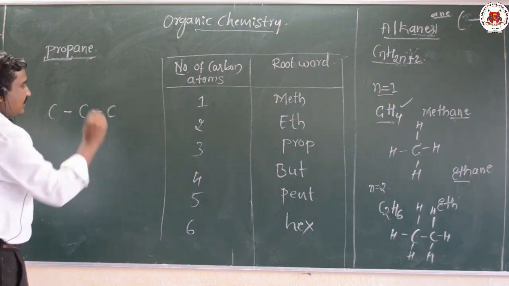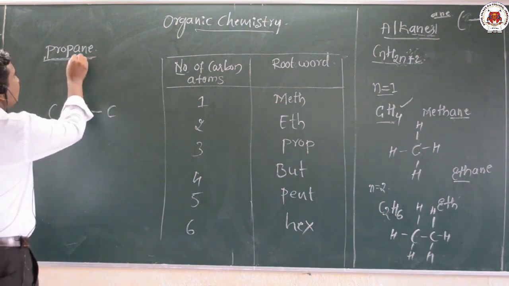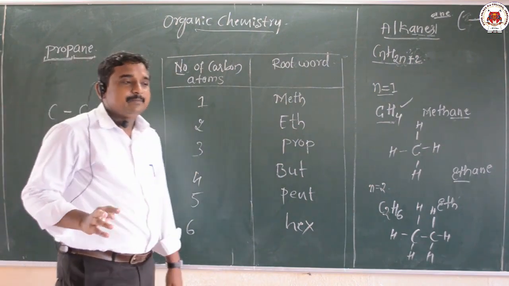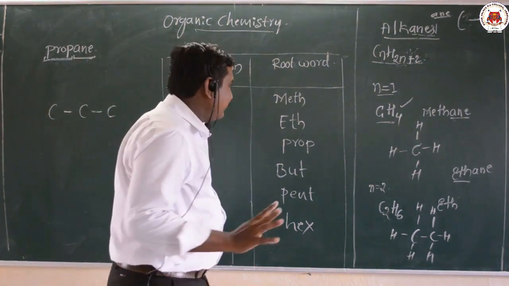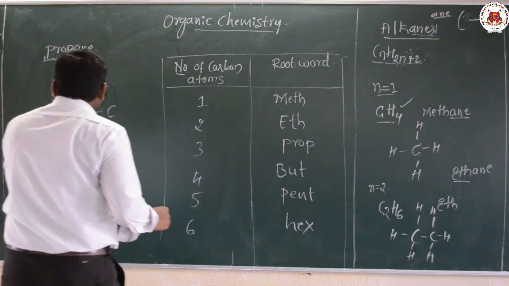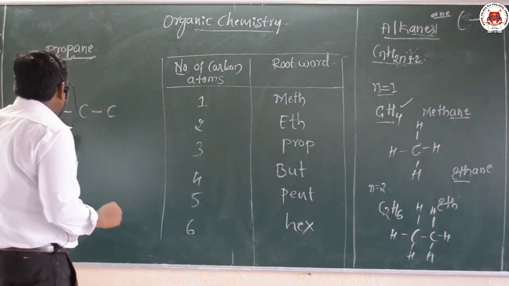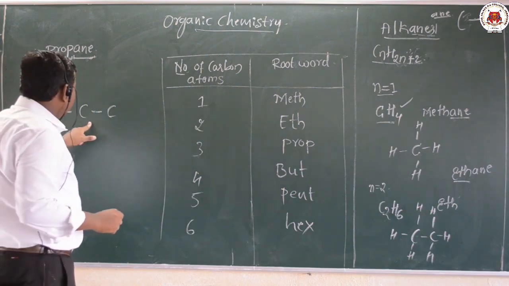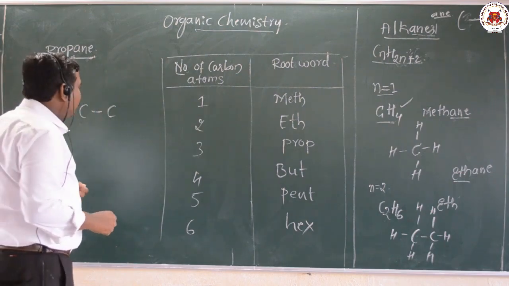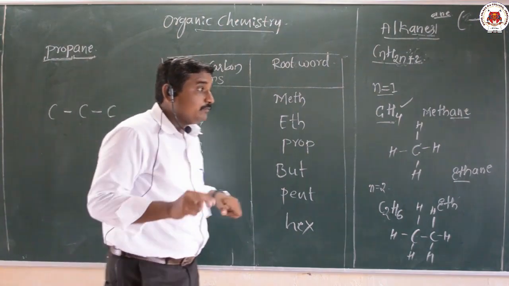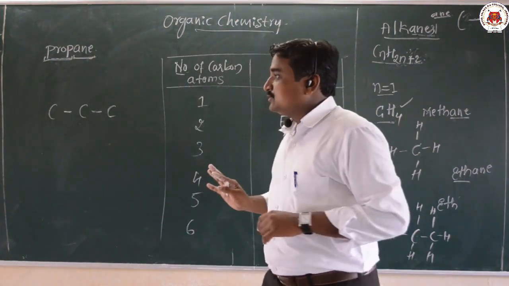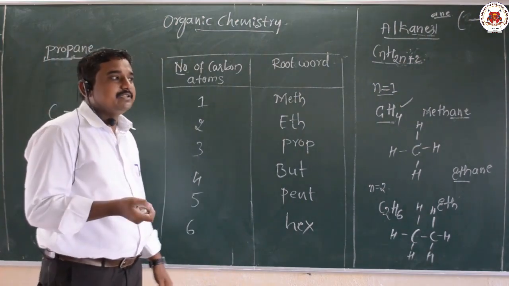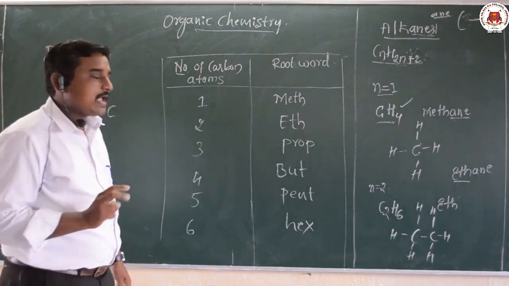So 3 carbon atoms. After that, the ane indicates that the compound contains only single bonds. Now here there are 3 carbon atoms. So satisfy each carbon's valency by writing hydrogen atoms. You know that carbon has 4 valency, tetravalency. So that valency is satisfied by using the suitable number of hydrogen atoms.